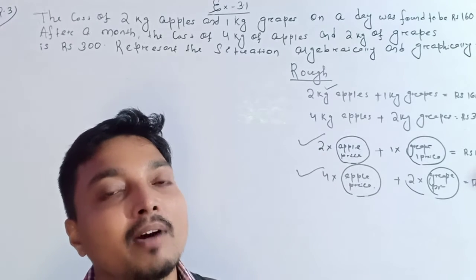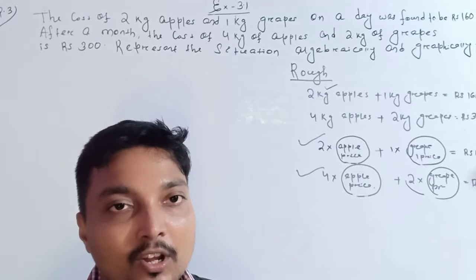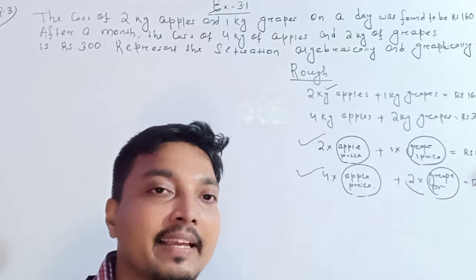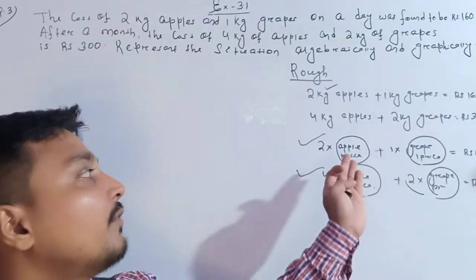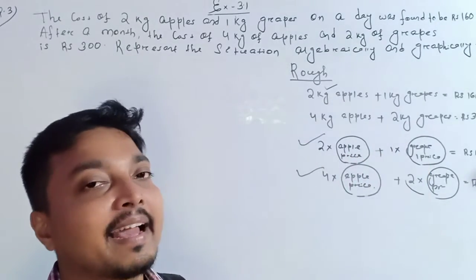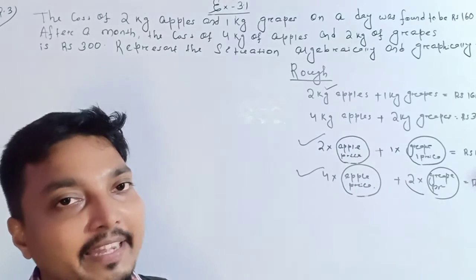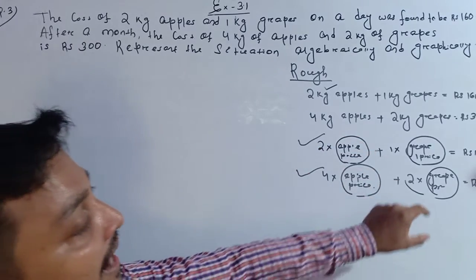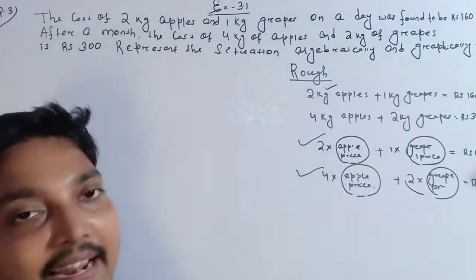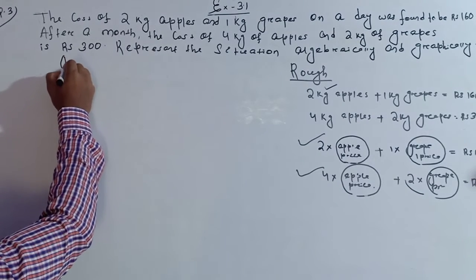Whenever you get any unknown thing within an equation, always for the unknown thing we have to introduce a variable. As here two different types of unknown things are there, we must introduce two different variables. For the apple price we take one variable, and for the grape price we take another variable. So I am writing the answer in this style.